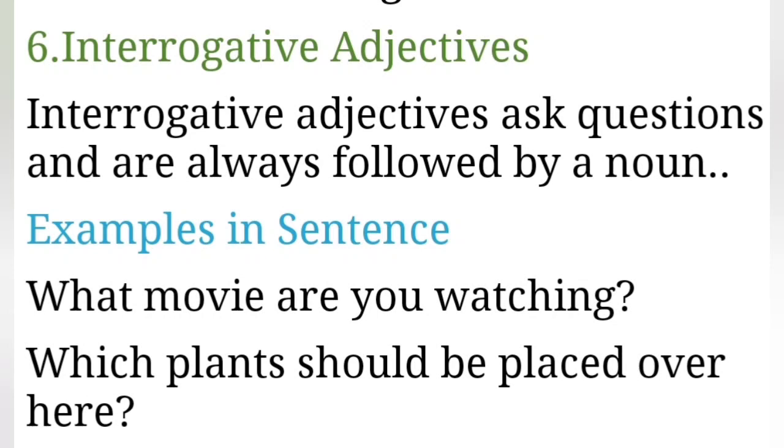Interrogative adjectives. Interrogative adjectives ask questions and are always followed by a noun. For example, what movie are you watching? Which plant should be placed over here?